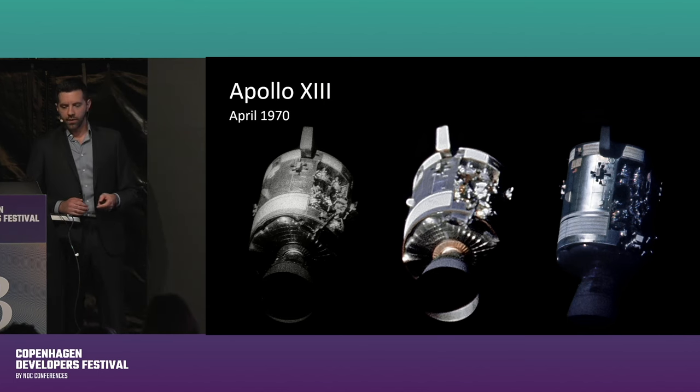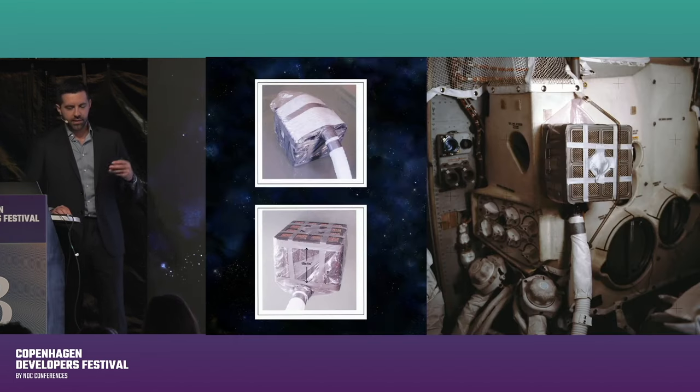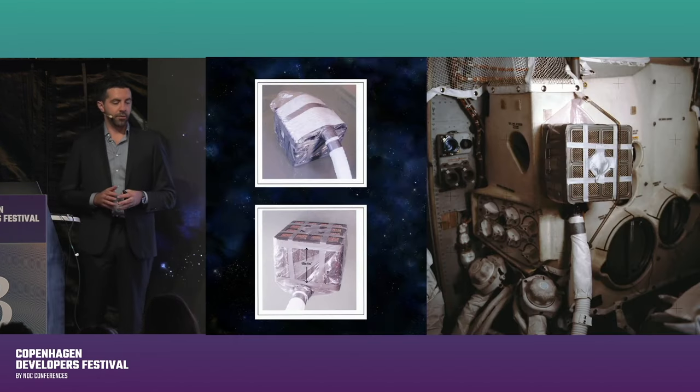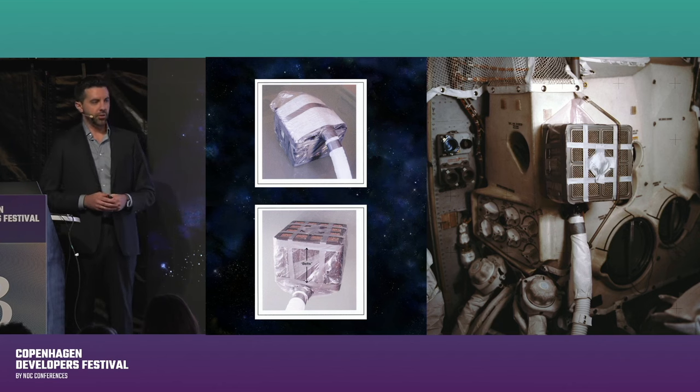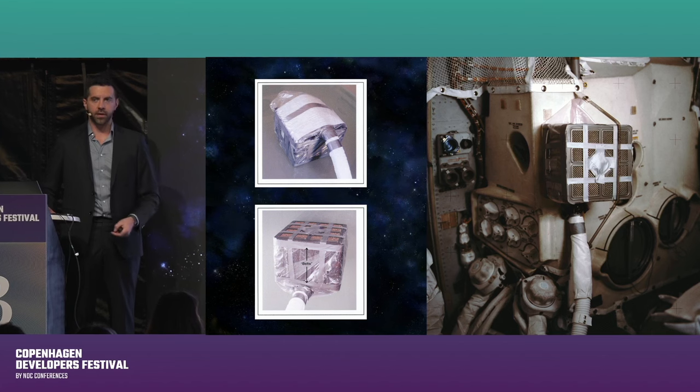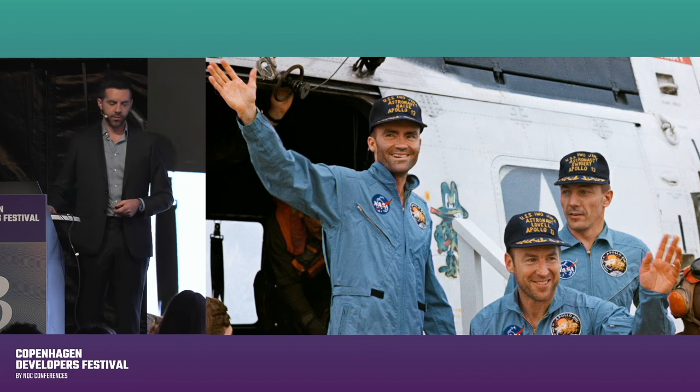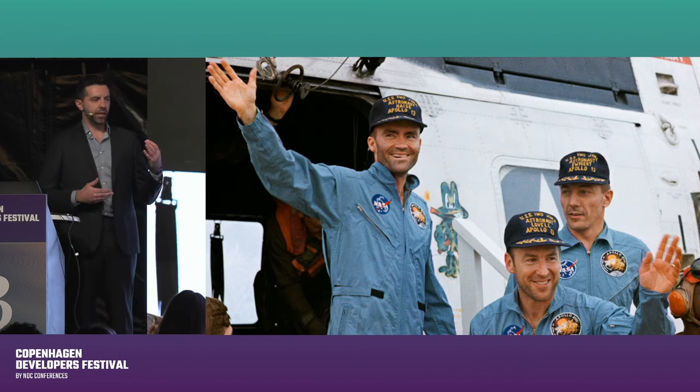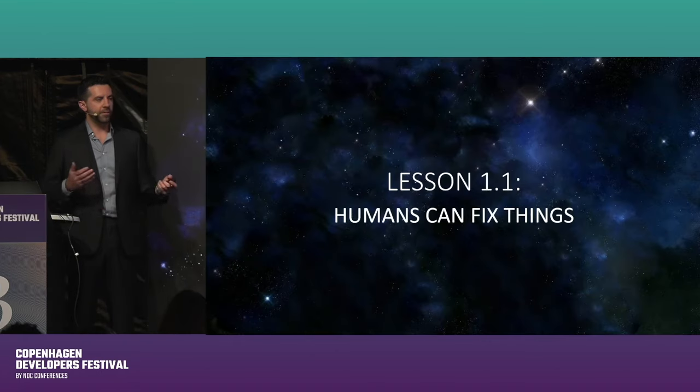And to do this, it required some very creative engineering, because the carbon dioxide scrubber modules that would usually be used for the command module were not compatible with the scrubbing system for the lunar module. So they had to build this weird adapter that allowed them to use those cartridges with the other system. And this took many hours of creative thinking by people on the ground and the astronauts to come up with some system that would work to make this happen. But they did, and it succeeded, and they returned back to Earth without any major issues. And this is that opposite side of that lesson, and that's that humans can fix things.